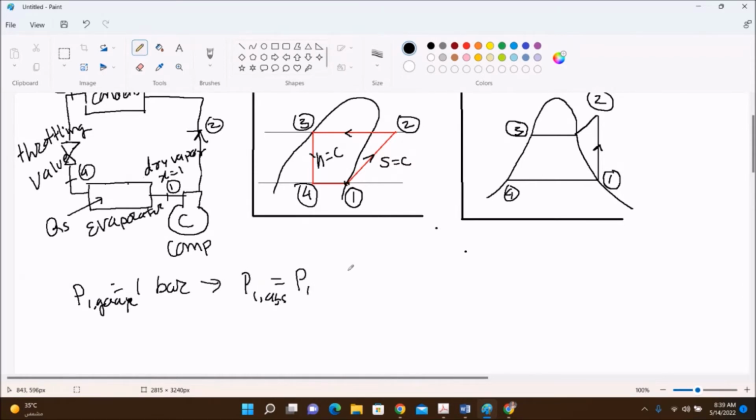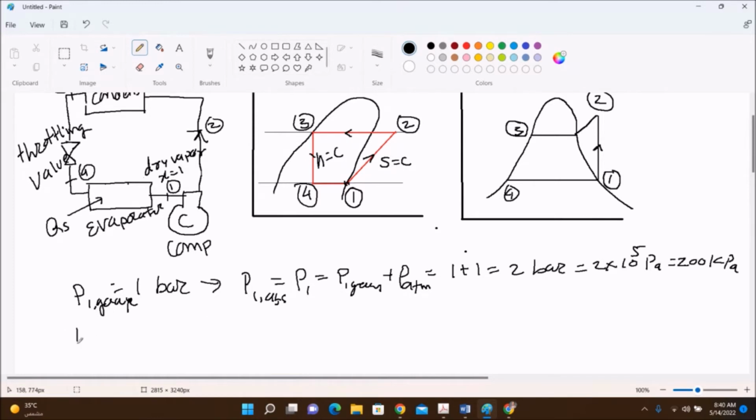Simply, no need to write absolute, but if it is gauge, you need to mention. So absolute P1 is equal to P gauge plus P atmospheric. It will give me 1 plus 1 is equal to 2 bar. 2 bar, 2 into 10 to the power 5 Pascal. So remove 3 zeros, 200 kilopascal. Okay. So P2 gauge is equal to 9 bar.